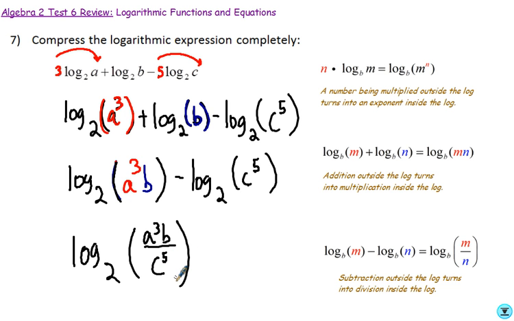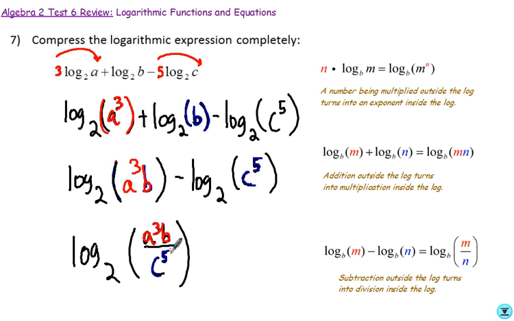So I just took this whole piece, right? So I can almost think of that as being in red, and this being my term in blue. So this becomes the numerator of the fraction, which would be a cubed b, and then the second log becomes the denominator of the fraction.